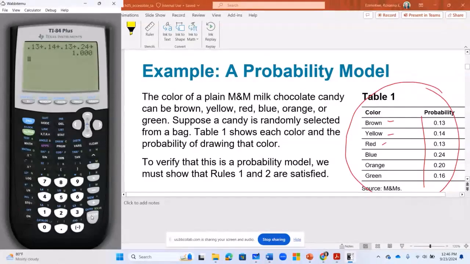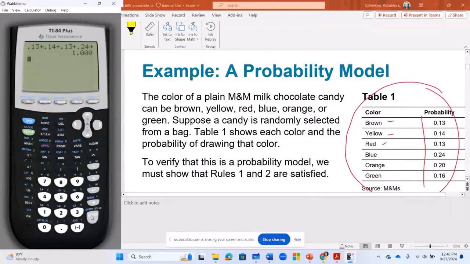If the answer is not 1, then the distribution is not a probability distribution. So this is the first thing we need to cover today: knowing there are 2 laws of probability and knowing how to apply them.